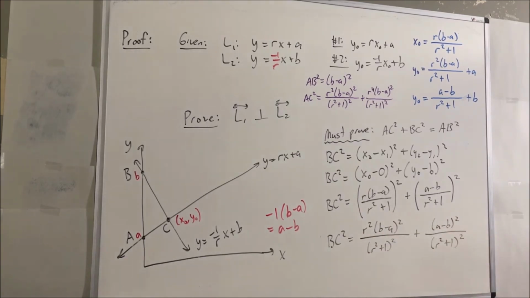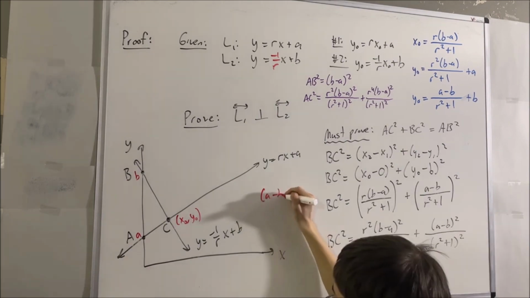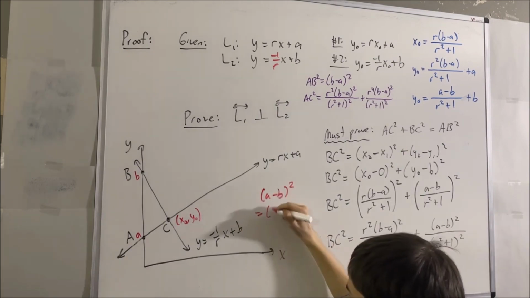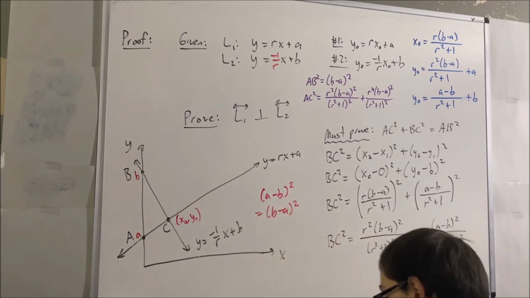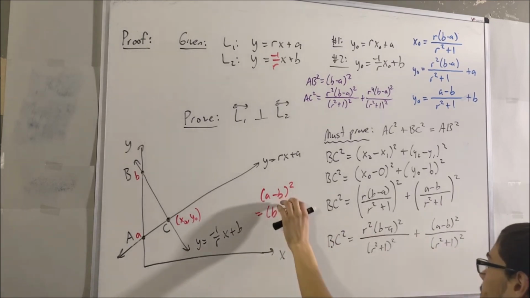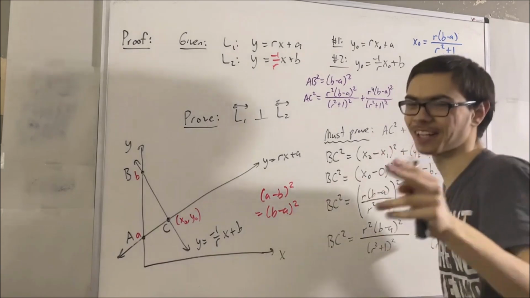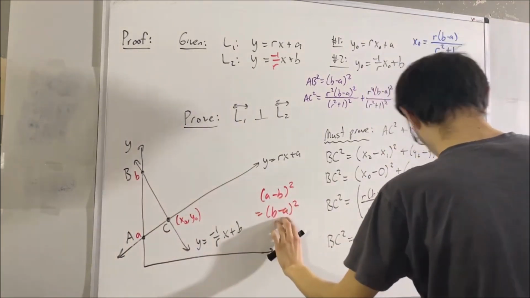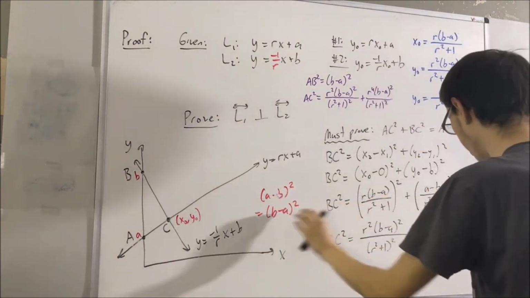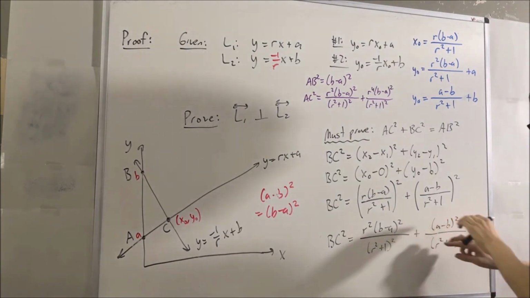And so this is what we get. Now, something that we can all agree with is that a minus b squared is identical to b minus a squared. And so I'll leave this as an exercise for the audience. I like saying that. I'll leave this as an exercise for the audience to make sure that they understand why this is true. And so you can just flip these around, it's going to be identical.